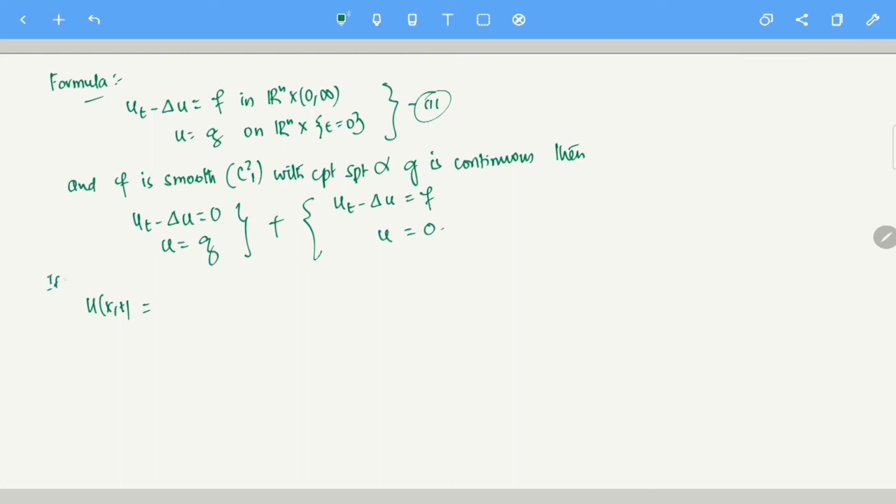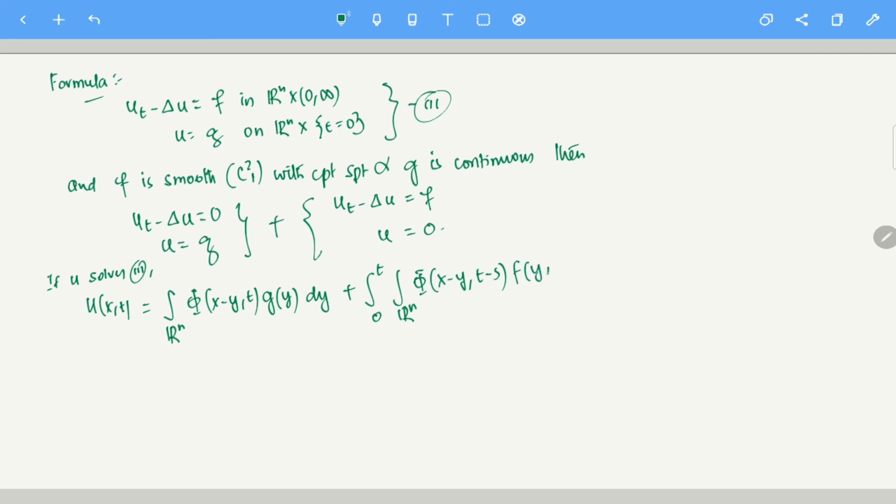If u solves problem 1, 2, 3, then u(x,t) will look like this. You know the formula: the integral over Rn of Φ(x − y, t) g(y) dy, plus the integral from 0 to t over Rn, the Duhamel formula, of Φ(x − y, t − s) f(y, s) dy ds. Clear? This is how you solve the inhomogeneous heat equation.